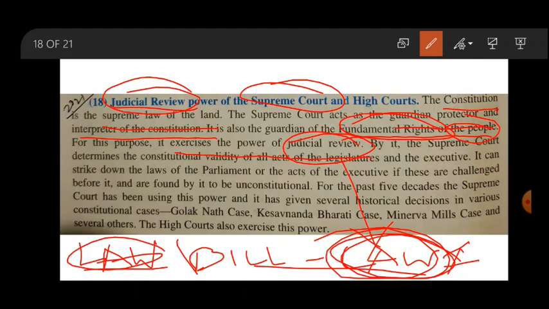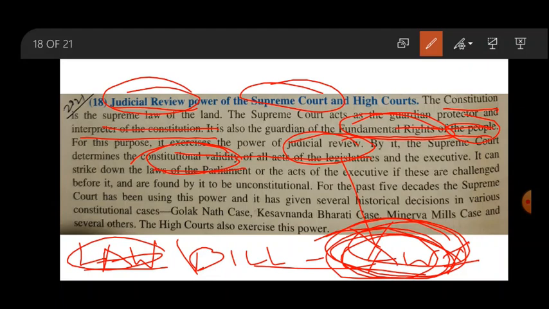By it, the Supreme Court determines the constitutional validity. That means how valid is this law? Is it at par with the constitution? Is it interfering with the fundamental rights of the people? Is it destroying the basic nature of how a democratic country should run? So that is the constitutional validity. Any law that is made has to go at par with the Constitution of India.